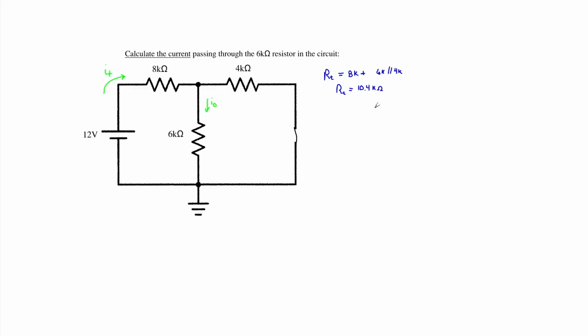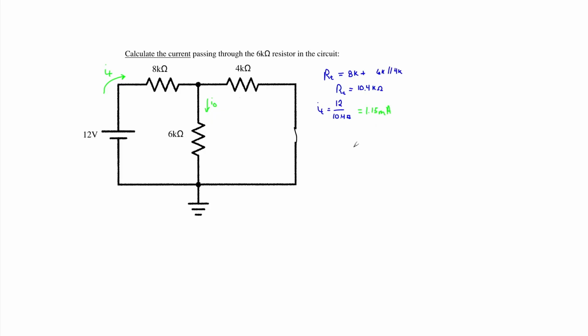Therefore, we can plug this in to our Ohm's law to find that IT is equal to our voltage supplied, which is 12 volts, divided by our total resistance of 10.4 kilo ohms. We can find that our IT is equal to 1.15 milliamps.